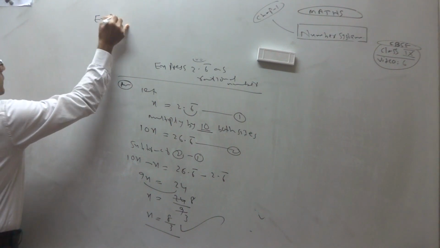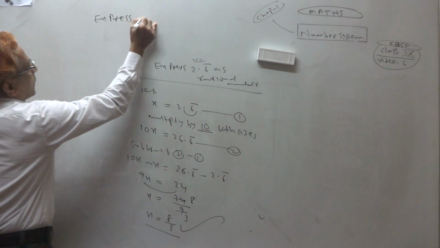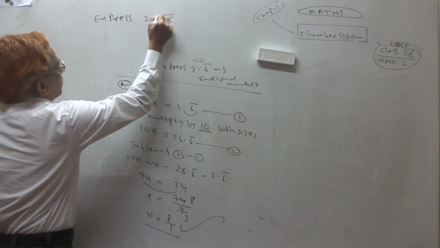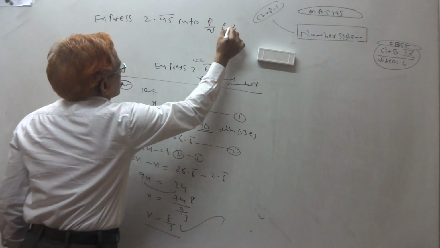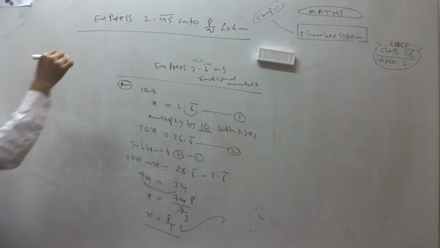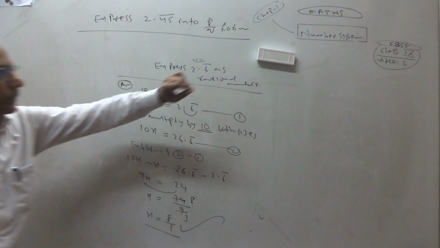Express 2.45 bar into p by q form. Yes. When I do 2-3 questions now, you get the idea.